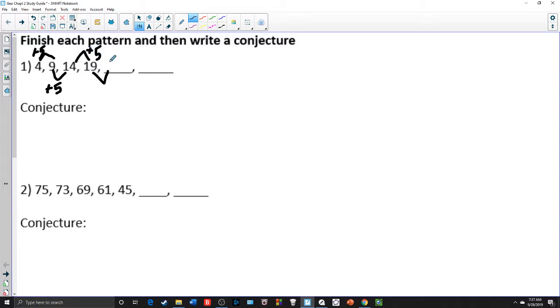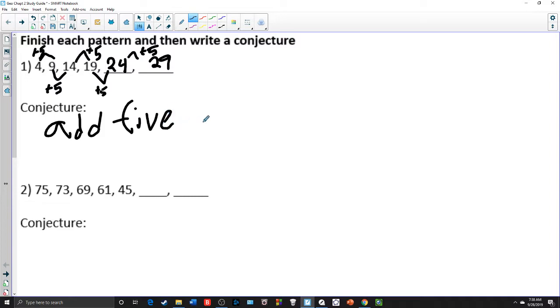So here, if we add 5, that'd be 24. And then here, if we add 5, that'd be 29. So the conjecture is simply add 5 each time. Simple enough pattern. What about the next one?